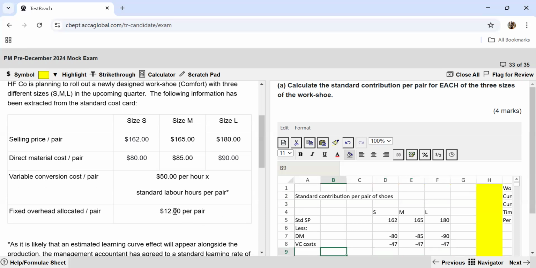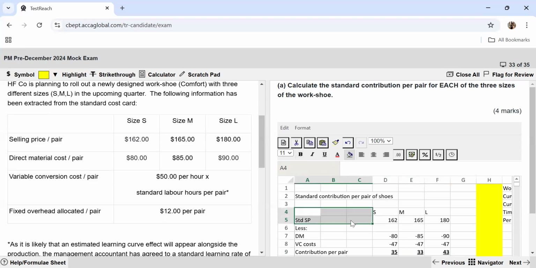Now, the next thing that we do is going to give us our final answer, contribution per pair, and it's going to be the sum of all of these. So this is your answer: 35, 33, and 44. You can bold these figures, underline them, because this is the final answer.